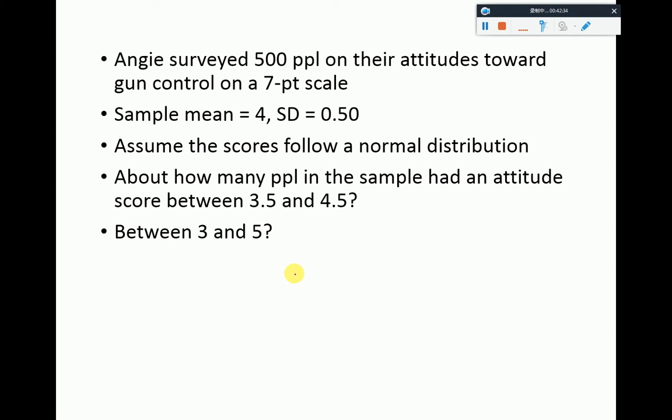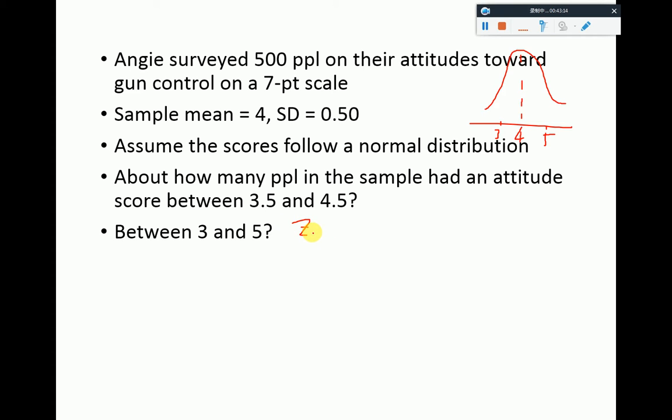So again, the first step is to establish the cutoff values. Because given this normal distribution, and this is the mean, we want to find out where is the part that represents the area of this particular interval. Roughly we can eyeball that 3 might be here, 5 might be here, but we don't know exactly. What's the relationship between 3 and 5 to 4? Okay, so that's why we need to calculate z-scores.